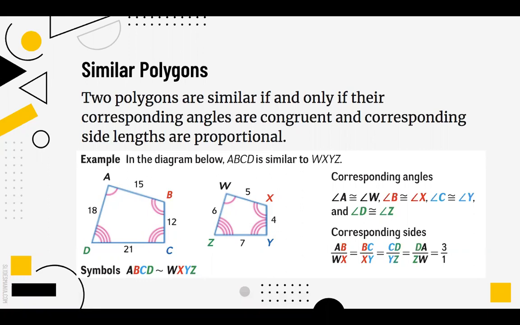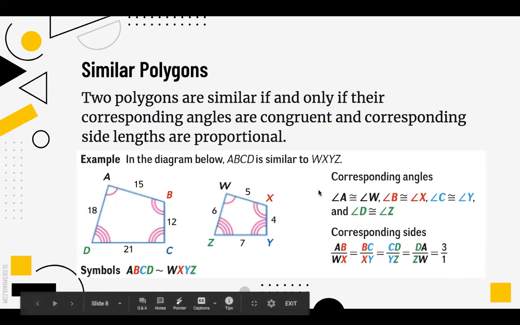So our corresponding angles are congruent, which means that A is congruent to W, B is congruent to X, C is congruent to Y, D is congruent to Z, but then our sides are proportional. So AB is proportional to WX, and if we look, 15/5. And then we see that DC is proportional to ZY. That's going to be 21/7. Well, 15/5 is 3, 21/7 is 3, right? So when we look at that, we should have the same value for whatever our proportion is, okay?